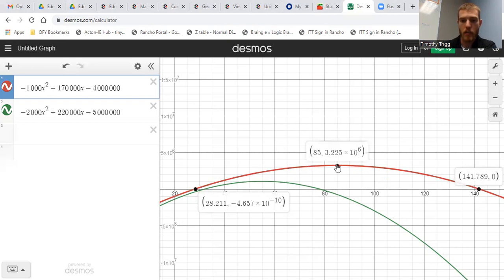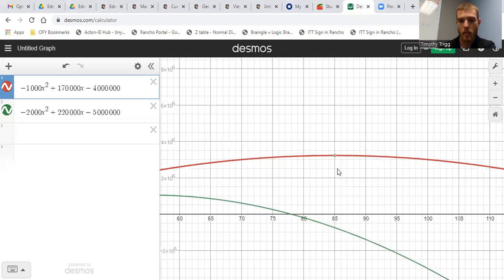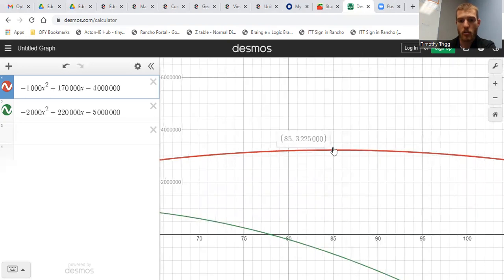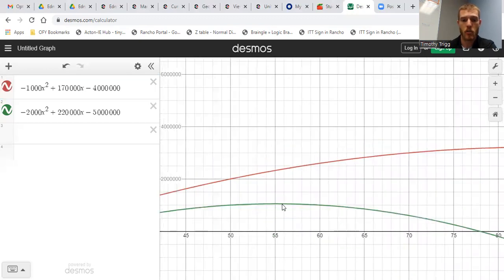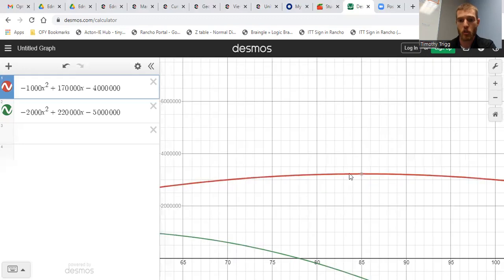And the maximum profit she could earn is right here. If she sells at $85, she'll earn a profit of $3,225,000, which is pretty good. That's much better than material 1. Material 1 had a max profit of $1,050,000. Material 2, a much larger profit, more than triple. Okay, so material 2 seems to be a better choice out of these two options.